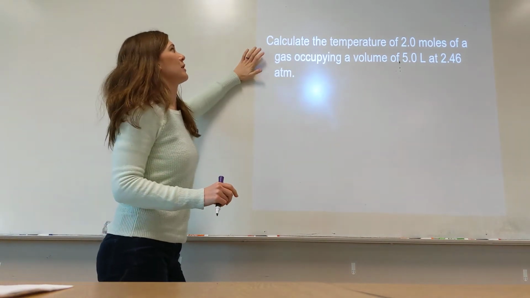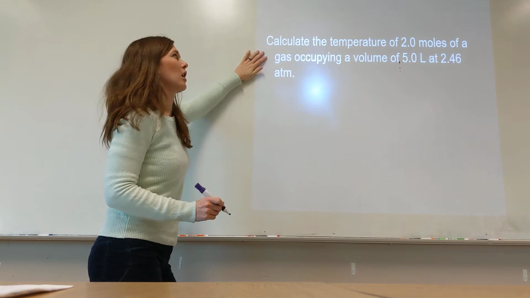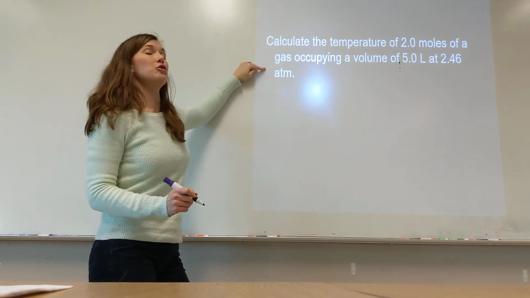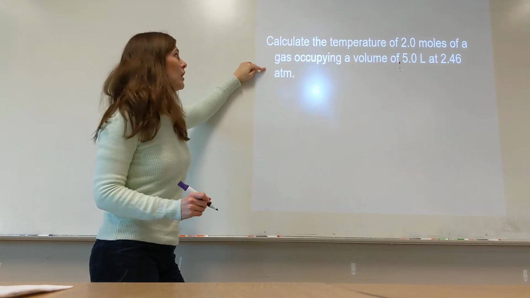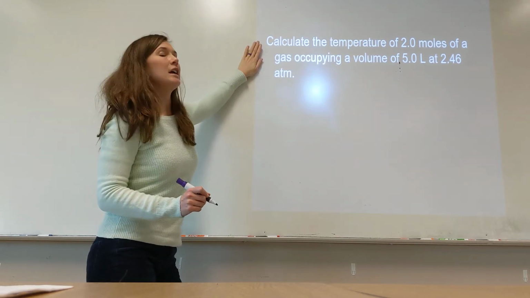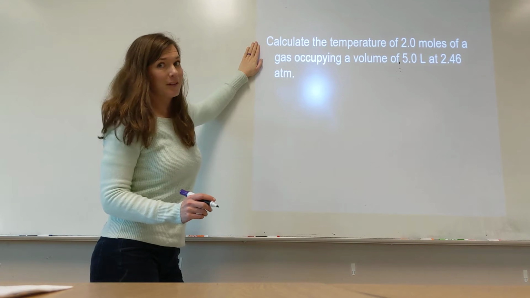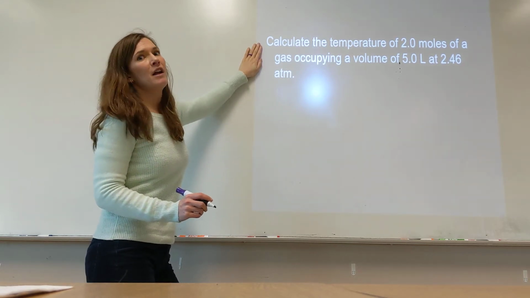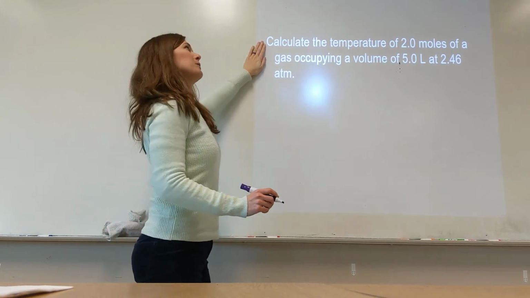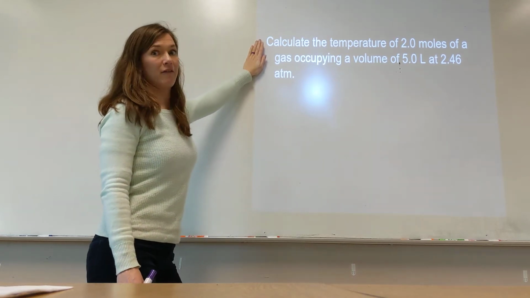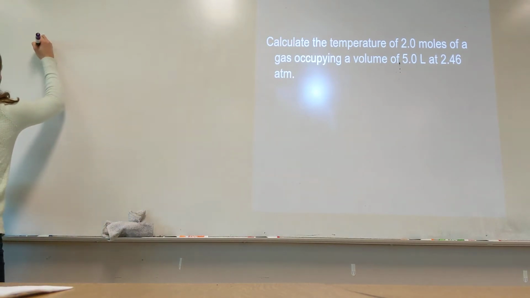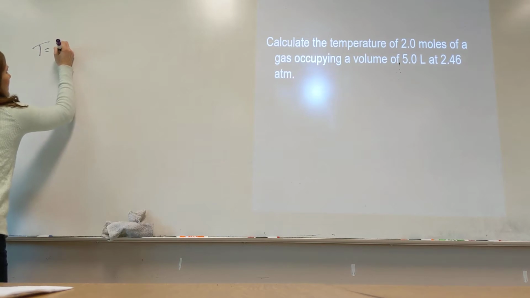Our first practice problem says calculate the temperature of 2 moles of a gas occupying a volume of 5 liters at 2.46 atmospheres. So we don't know what type of problem this is. We're going to write down all of the variables that we are either asked for or are given in this problem. We are asked for temperature, so temperature equals, I'm going to say question mark.